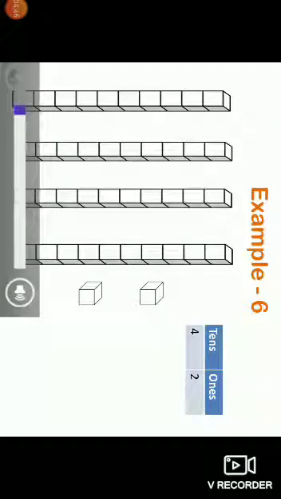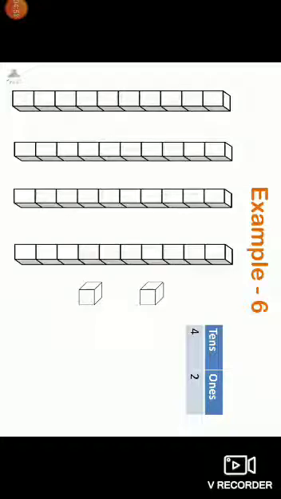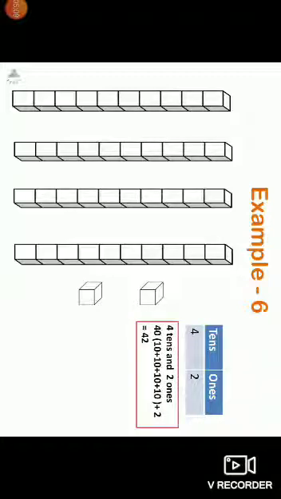Now comes your sixth and last example. How many groups of blocks are there? 4. So, what I will put in tens place? 4. And how many loose? 2. So, what number I will put in ones place? 2. I can now say that 4 tens and 2 ones.